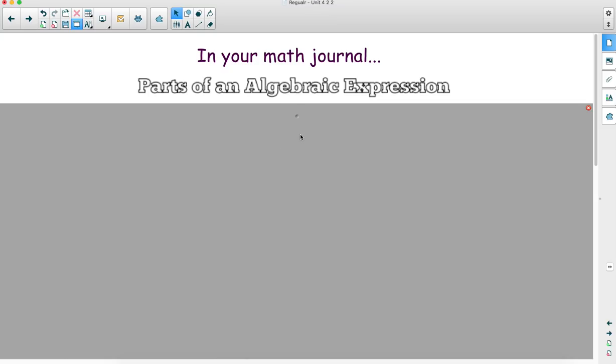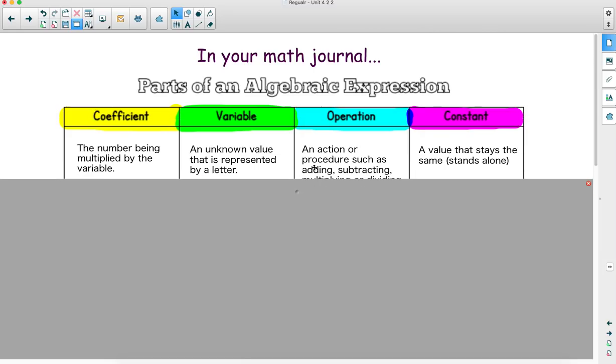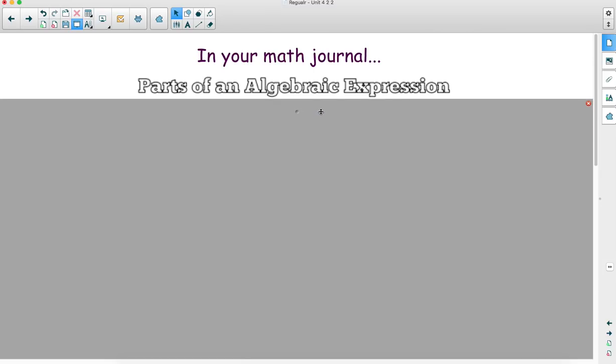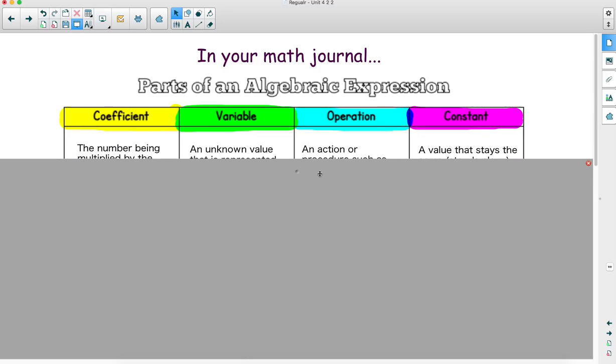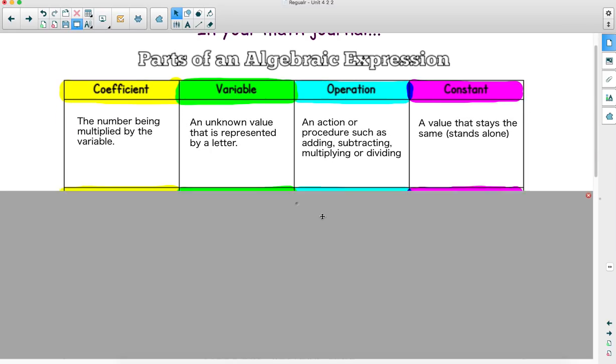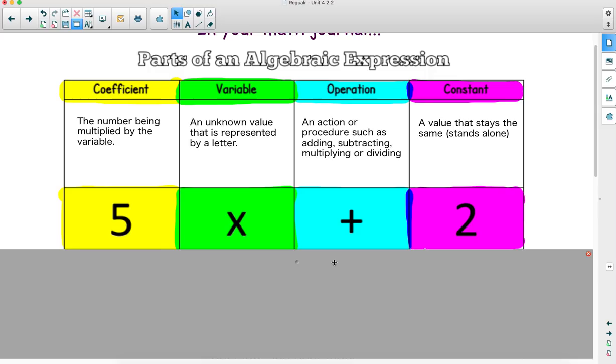So you should have with you the notes page that says parts of an algebraic expression up at the top. And the first thing that we're going to talk about here are these different types of parts of the algebraic expression. Okay, so down below here you have 5x plus 2. 5x plus 2 is an expression. You can notice that it doesn't have an equal sign, but this is an algebraic expression, and each part of this has its own vocabulary word associated with it.